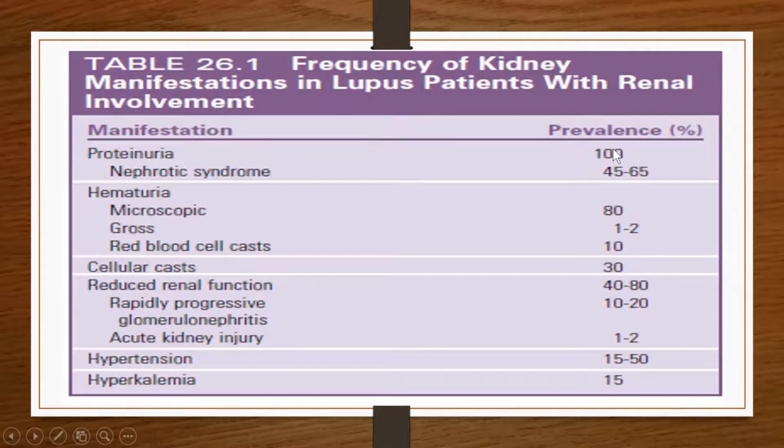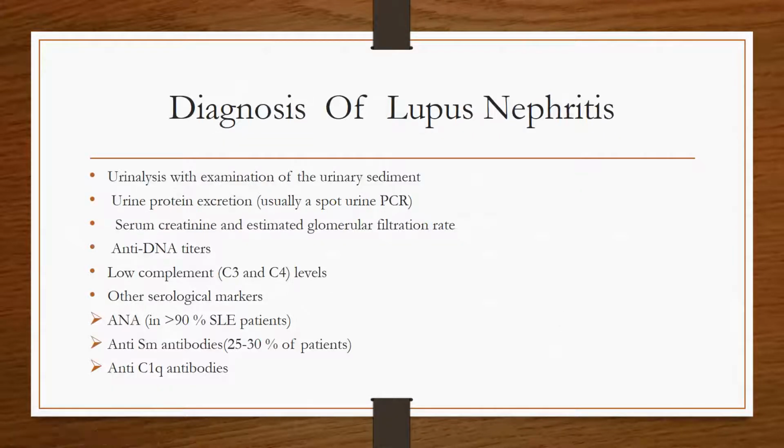You could have proteinuria in almost 100%, but only 65% have nephrotic syndrome. Hematuria around 80%, red blood cell casts in only 10%, cellular casts, reduced kidney function, RPGN in 10 to 20%, hypertension in almost 50%, and hyperkalemia in some.